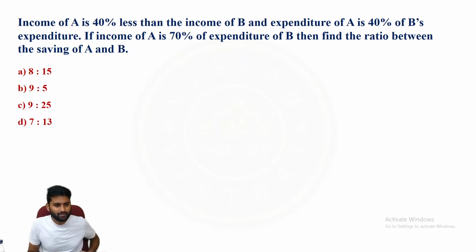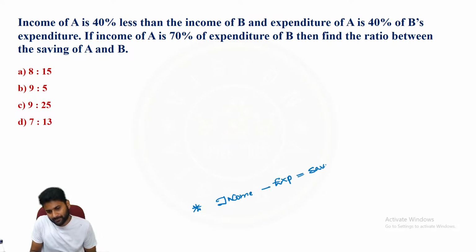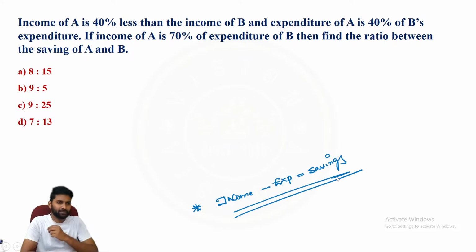Next. Now guys, here the relation: income minus expenditure is equal to savings. Let's go through this question. Income of A is 40% less than income of B. The expenditure of A is 40% of B's expenditure. If income of A is 70% of expenditure of B, find the ratio between their savings.